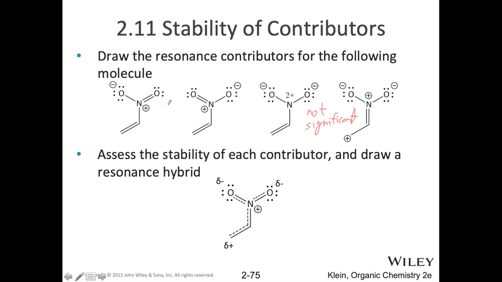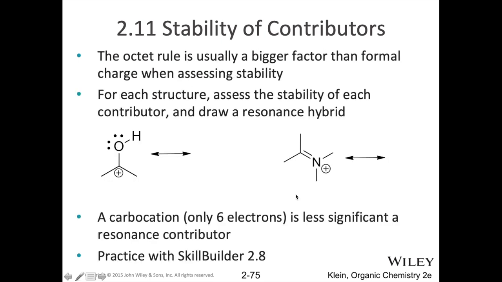Again, drawing these individual resonance contributors and recognizing that these 2 are less significant, whereas these ones are kind of okay, gives you more of an idea of what this hybrid really looks like. So go ahead and practice this with this one here. You can look at these molecules, determine what the resonance hybrid is, and assess the stability of these as well. Again, feel free to pause this video.